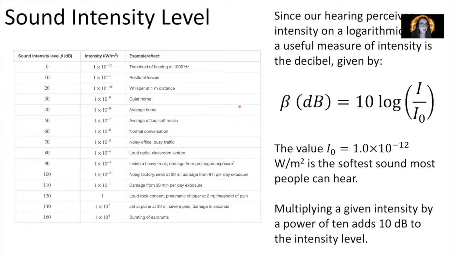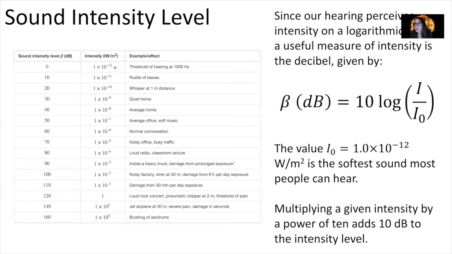So for example, this is a chart that I just took from your textbook of the intensity of the sound, which is given in watts per meter squared, and then the sound intensity level, which is given in decibels. So remember we said that the threshold for human hearing is 1 times 10 to the minus 12 watts per meter squared intensity. That's the softest sound most of us can hear. So the sound intensity level in decibels is 0. So we're doing everything relative to what our ears can hear.